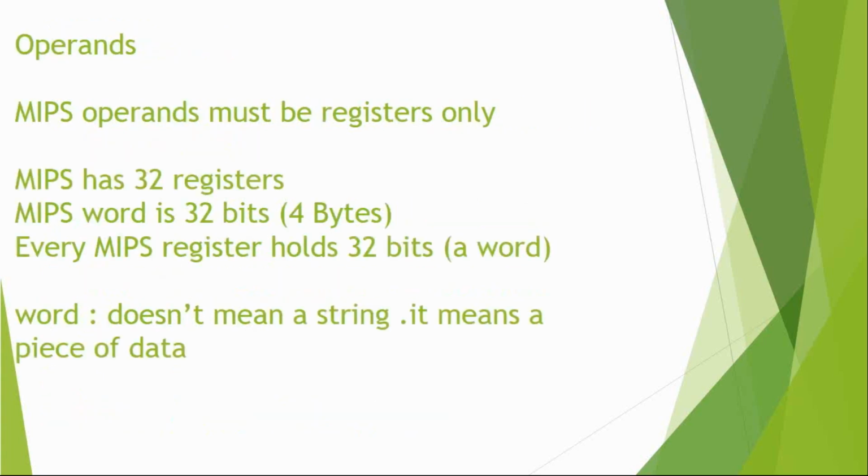Operands. MIPS operands must be registers only. MIPS has 32 registers. A MIPS word is 32 bits, 4 bytes. Every MIPS register holds 32 bits, thus a word. A word doesn't mean string, it means a unit of data.